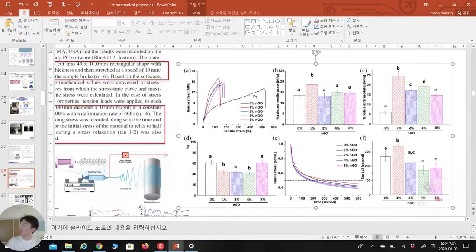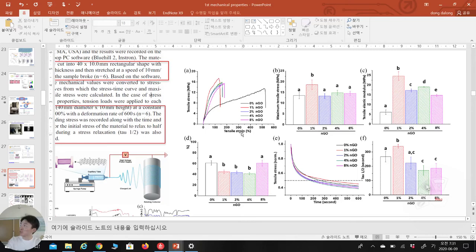But this is a real result. So, the stress strain curve. From this one, we can measure their maximum tensile stress, high or low. Without nanographene oxide, there is very low stiffness and low stress. But when you incorporate more, we can see higher tensile stress, which means they can resist more. And the elastic modulus is high, right? This slope is higher than this one without NGO.